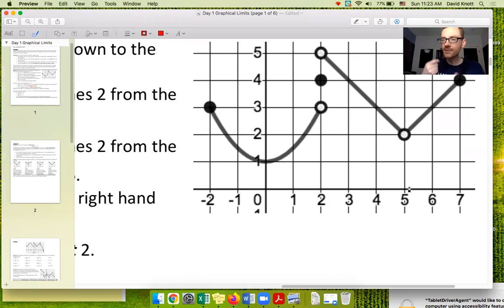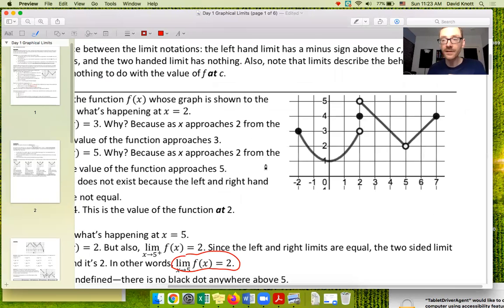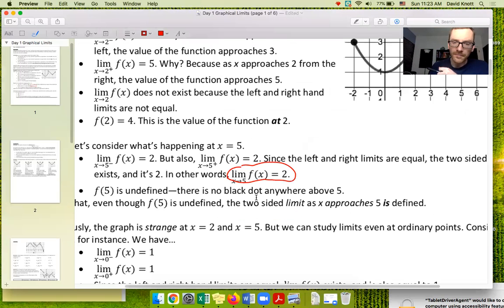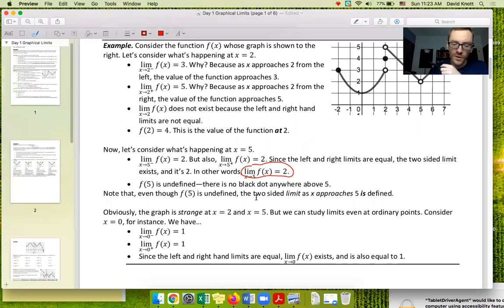And this is, again, getting back to what I've said before, that limits don't care about what's happening at the point. They only care about what's happening as you get close to the point. Yes, the function's undefined at 5, but limits don't care about what's happening at 5. They only care about what's happening as you approach 5. And as you approach 5 from either direction, you're getting closer and closer to 2. Okay? So I hope you're beginning to see what I mean when I say that limits only care about what's happening as you approach the value. Okay, so one more thing about this graph.